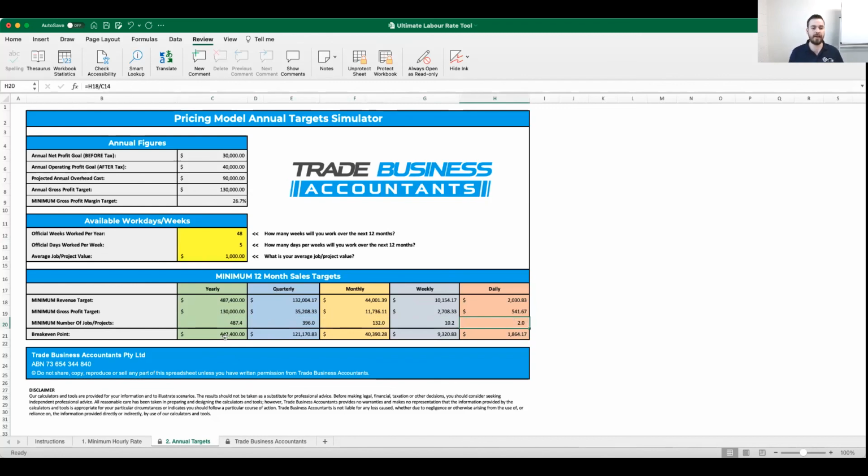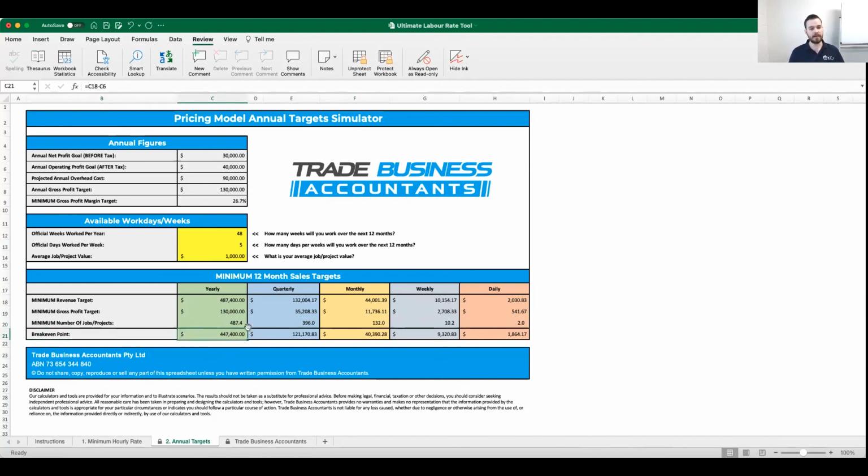Now, the final figure here, and a really important one, is your break-even point. This is the point at which you're not losing money, but you're not making money. So essentially, you're making no operating profit. All you're doing is covering your cost to deliver the job, so your labor, materials and whatnot, as well as your overhead costs. This is where you're just breaking even. All you're doing is making your salary and nothing more, and the business is making nothing more.